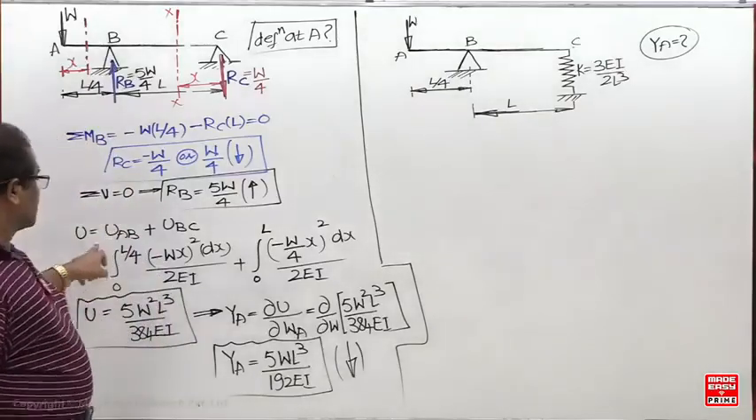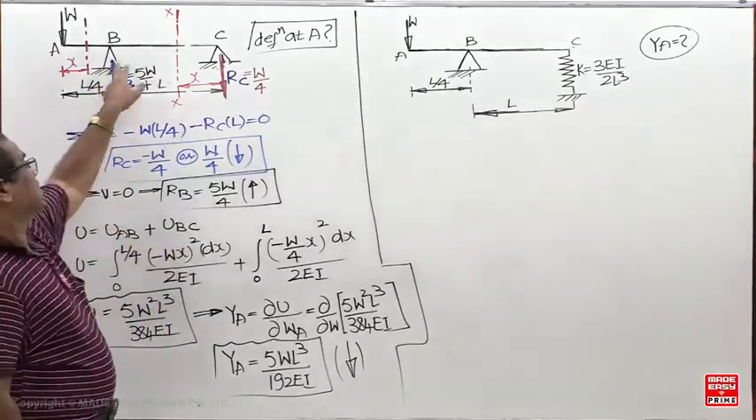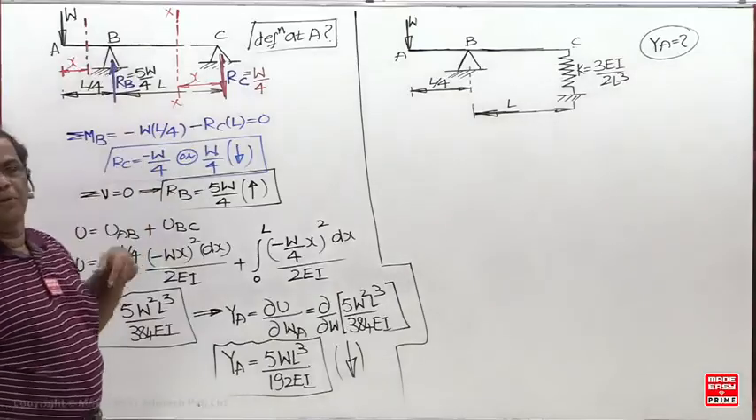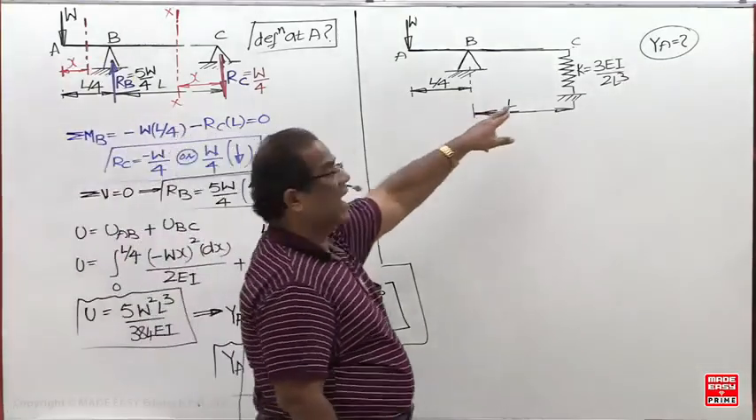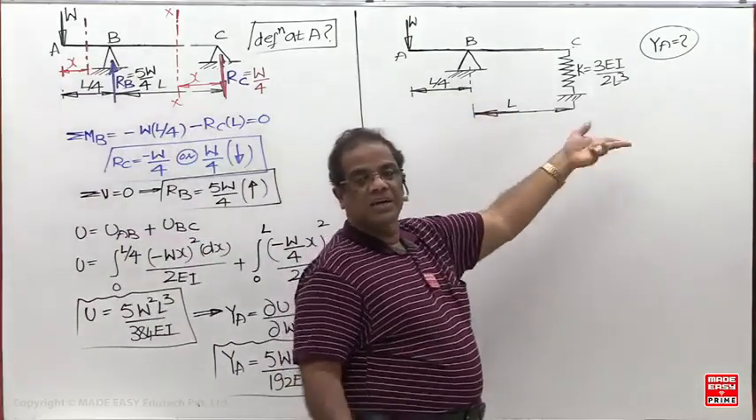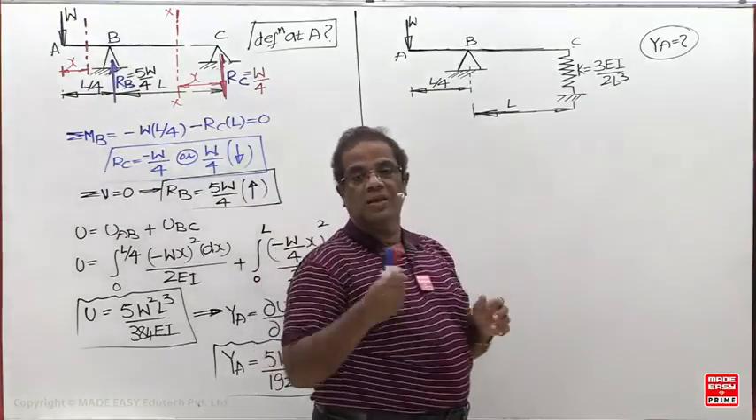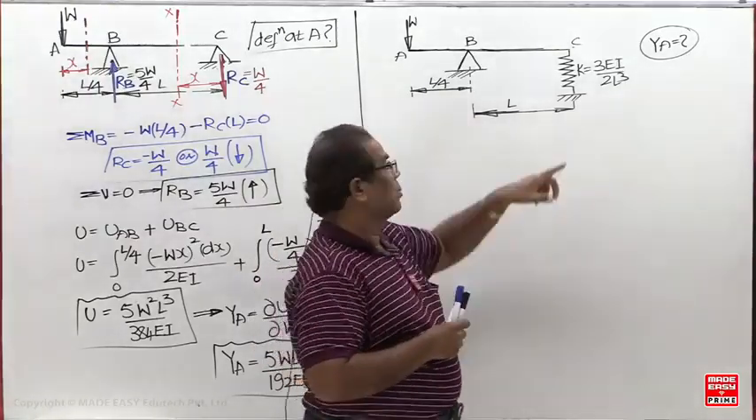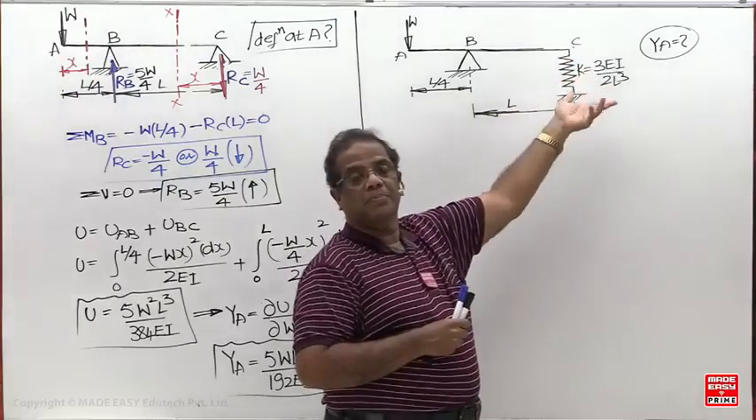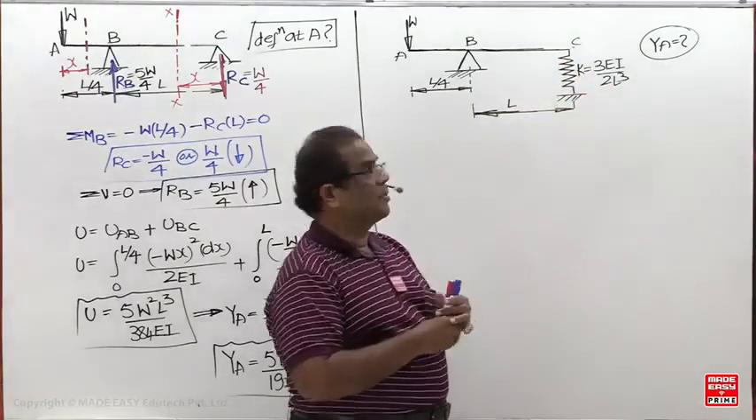Whatever you got as the strain energy of the beam, the strain energy of the supports is 0. These are rigid supports. Here what you have to do now? You have to add the strain energy of the spring. Strain energy of the beam will remain the same. We have done the same question in the impact loading question now. So add the strain energy of the spring. Then you differentiate it with respect to W now.